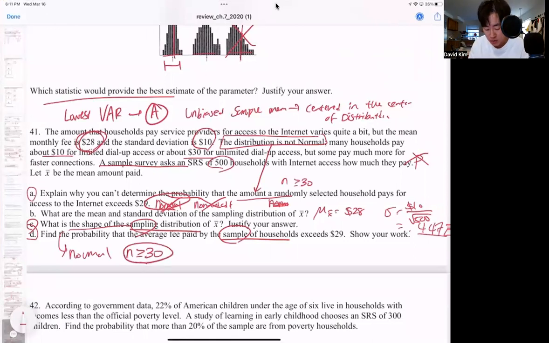As long as the sample size is big enough, more than or equal to 30, it satisfies the central limit theorem, and that states that you can assume normality for this one.